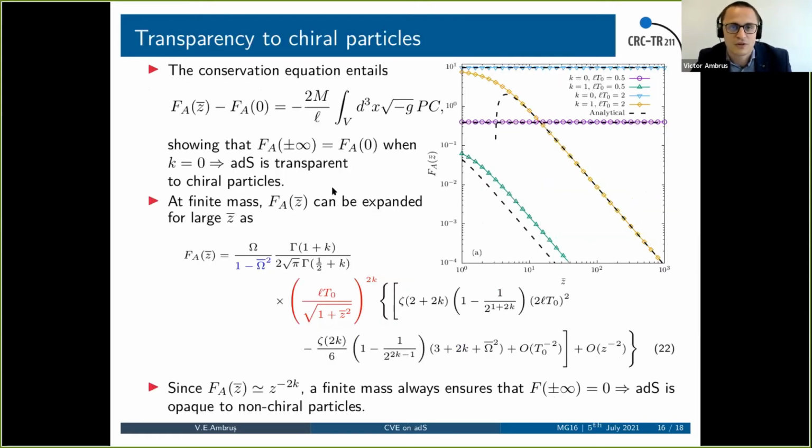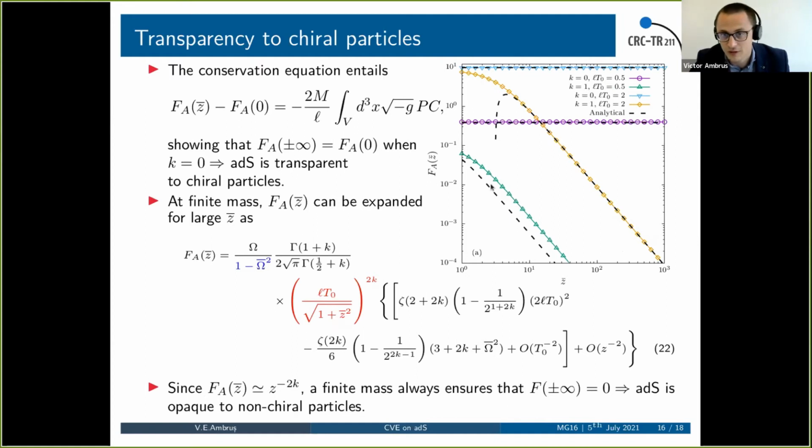So here is an asymptotic expression of this flux for large values of z bar. As we approach the boundary of anti-de Sitter, here is the term that I mentioned. It's a divergent term towards critical rotation. And here is how the axial flux drops with z bar.